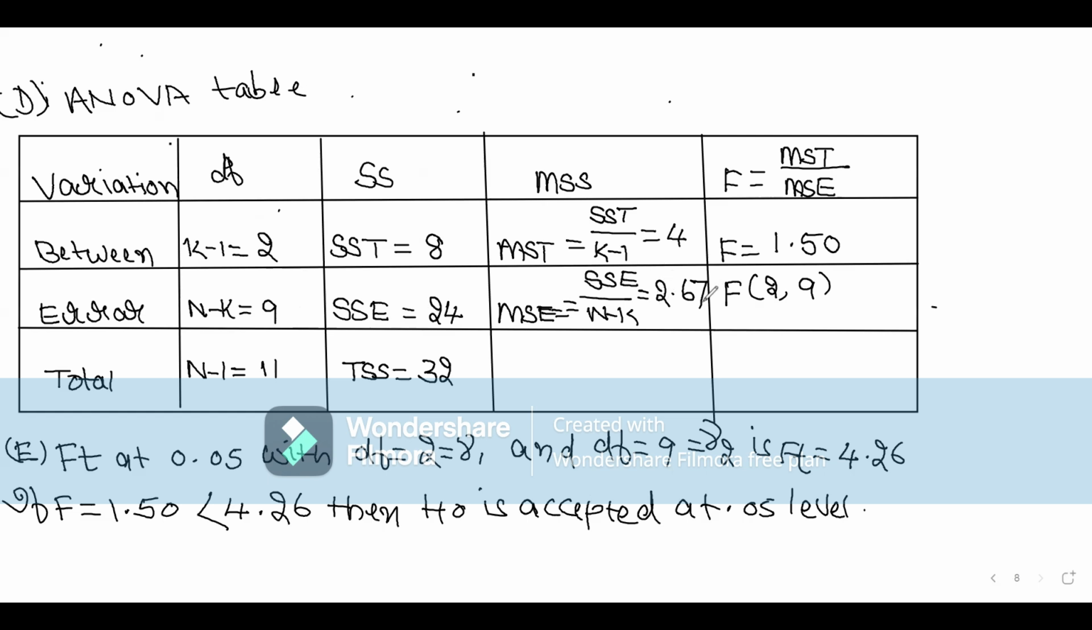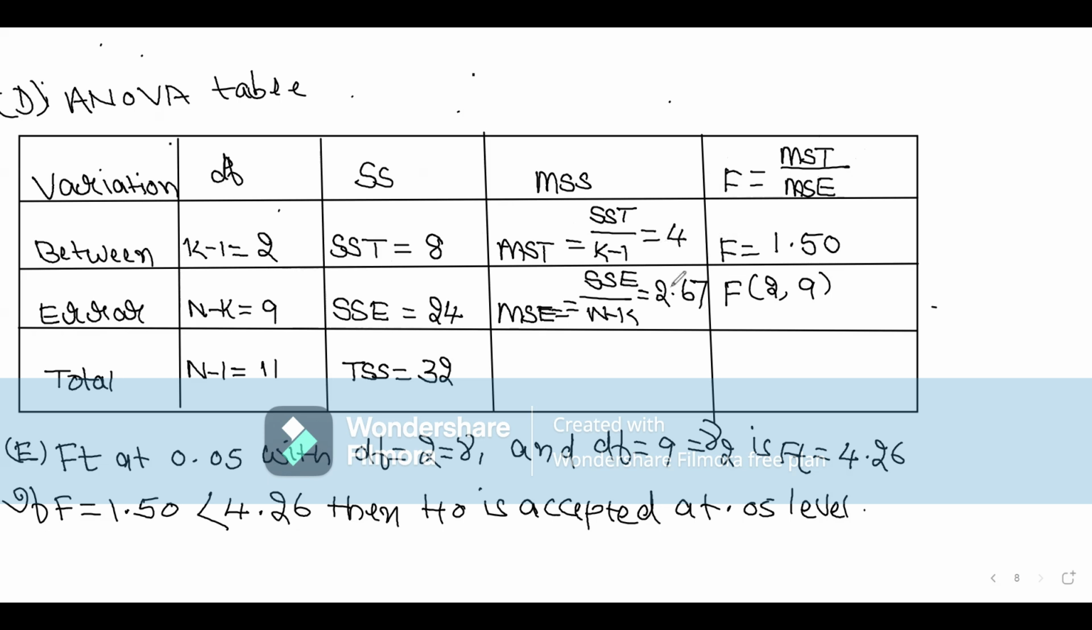Now next, F. Look here, capital F equal to MST divided by MSE. If MST is greater, it may be MSE upon MST if MSE is greater. This F value, because it is 4, sometimes it may be 2.6. Whichever is greater, you take it in the numerator. Whichever is smaller, take it in the denominator. Depends upon the question.